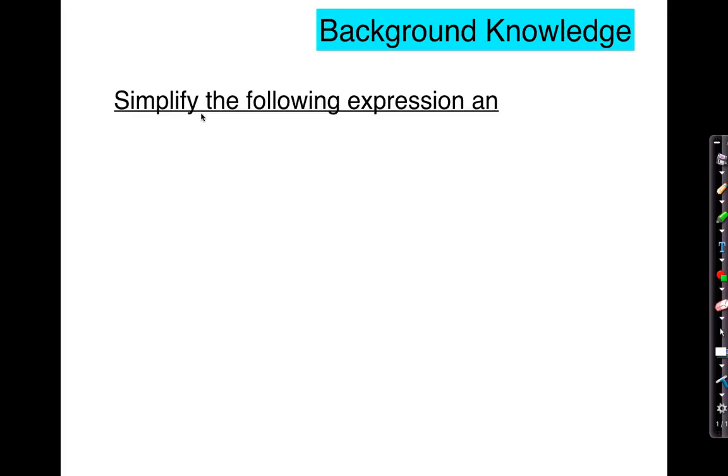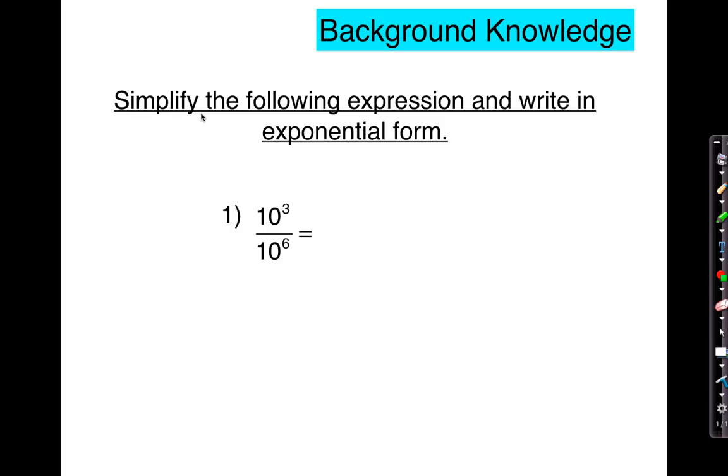So background knowledge, we went over how to use properties in a case like this when we're dividing bases that are the same. What we can do is go ahead and subtract the exponent. I did explain in a previous lesson that division is repeated subtraction, and that's the reason why we subtract the exponents here. So we're going to do 10 to the 3 minus 6, simply add the opposite, and you're going to get 10 to the negative third power. And because we're going to be working with scientific notation, it is okay for our exponents to be negative.